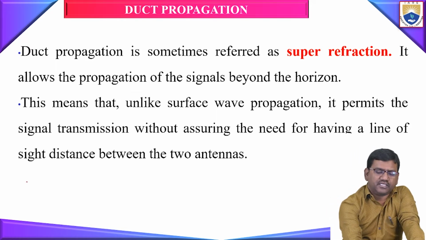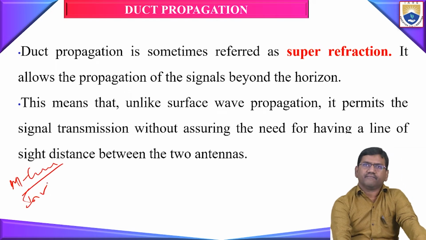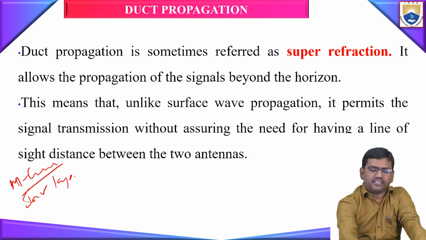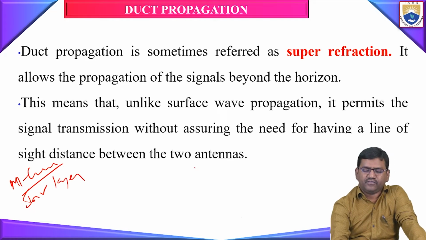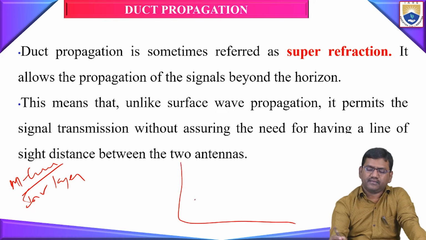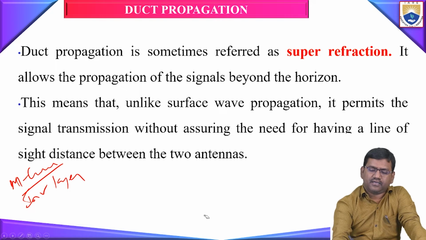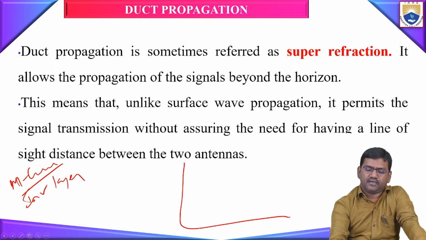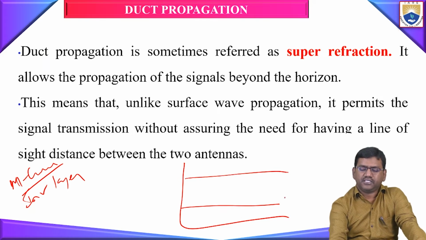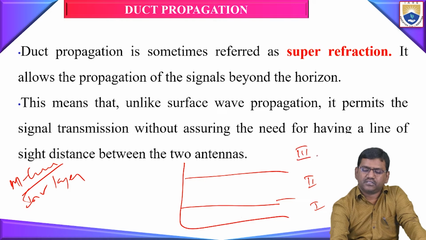In duct propagation, along with the M curves, there is a layer known as the inversion layer. Let us assume here a transmitting antenna, and let us divide this into three zones. This is the first zone, this is the second zone, and this is the third zone.